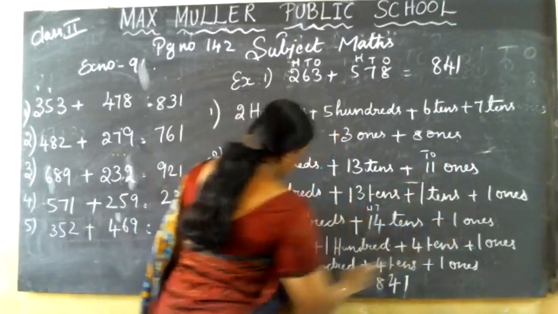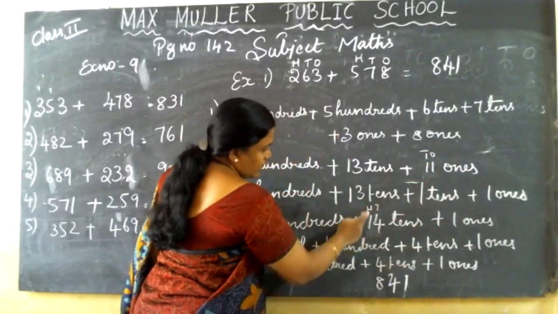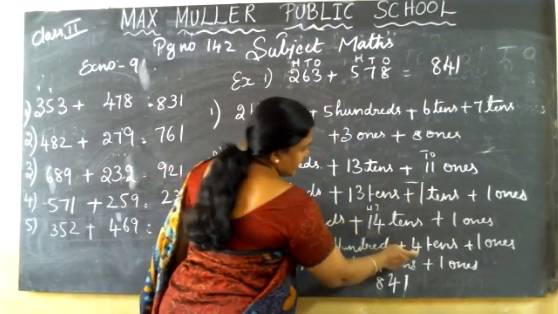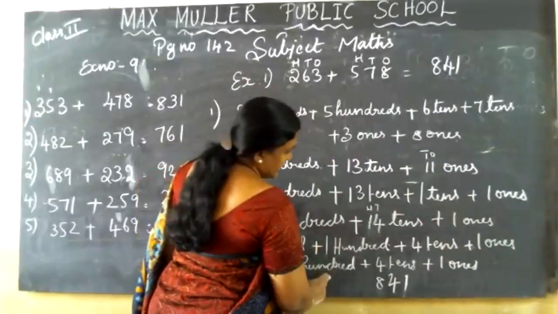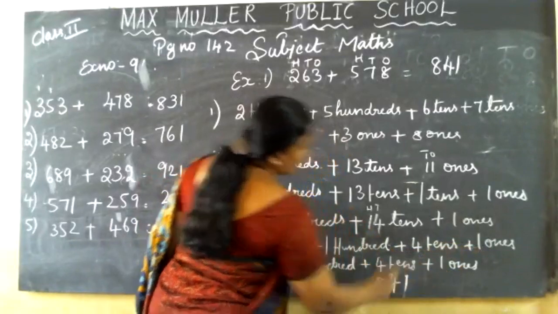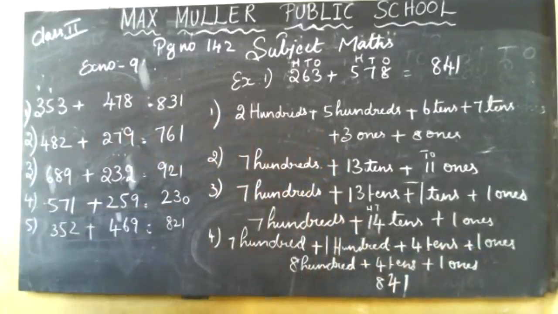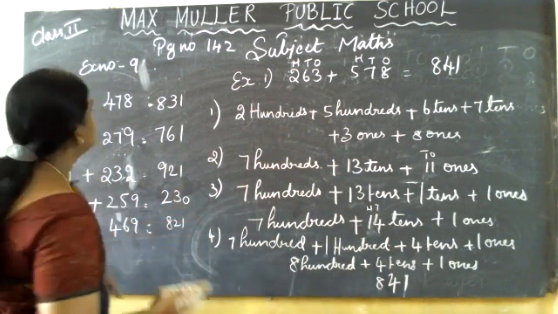Plus 1 ones. Here 700 plus 100. In this you will get 100, 4 tens, 1 ones. 700 plus 100 is 800. 4 tens plus 1 ones, 4, 1, 841. Finish it neatly, children. That example you want to do in the rough note. Thank you. We'll go to the next one.